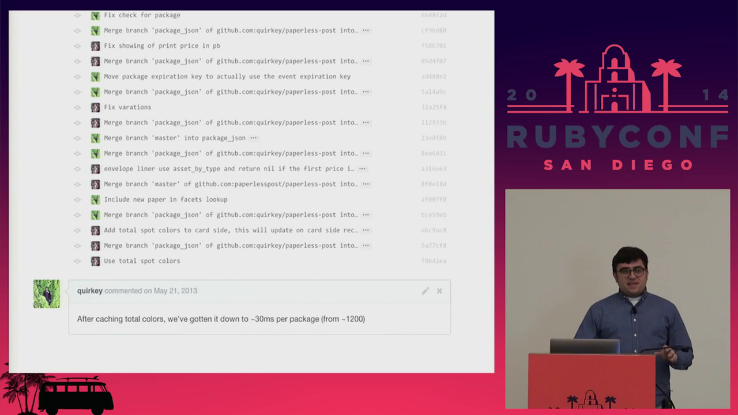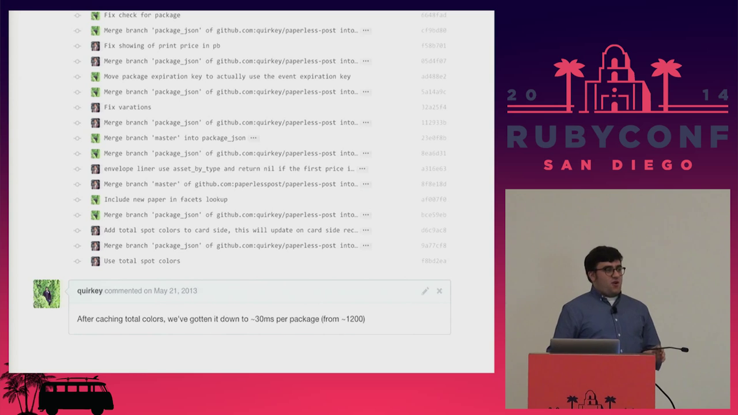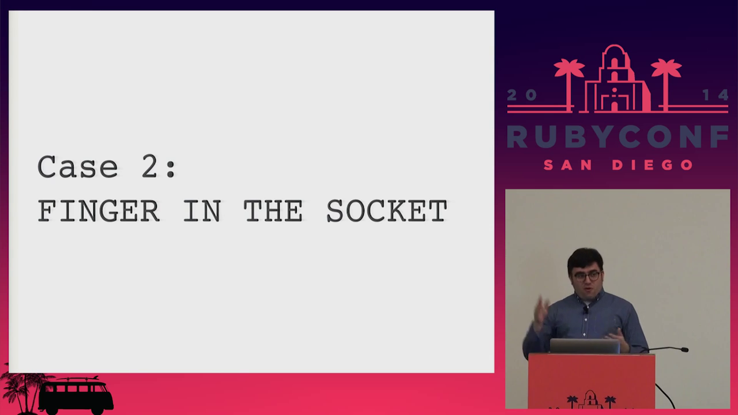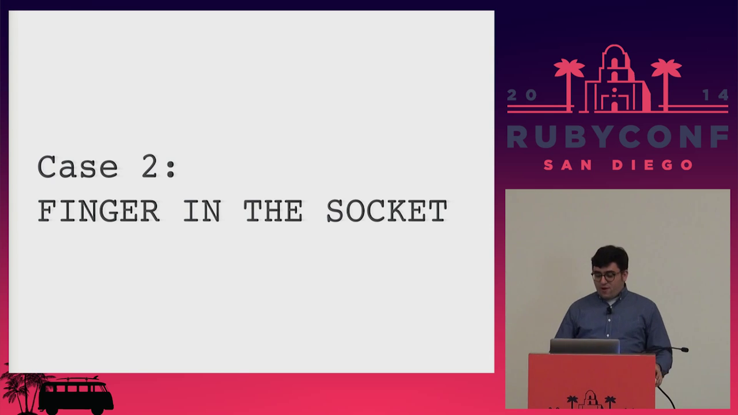But in this case, even though 30 milliseconds isn't great, or is great depending on what you look at, this is important because it was about multiplication. This one thing was running as many times as there were packages or papers on the page. So if we do 30 times 100, that's a lot of seconds. Okay, so that was an example of vertical optimization, like I was talking about before.